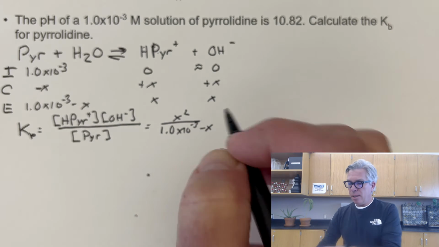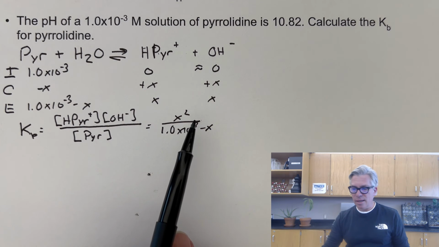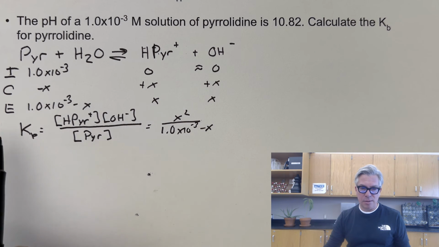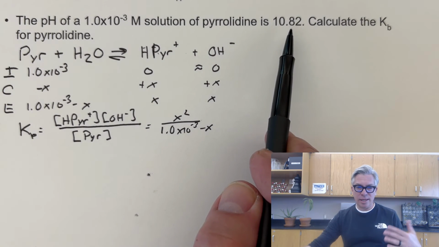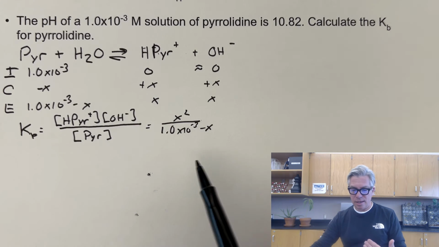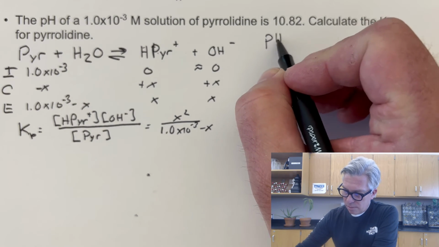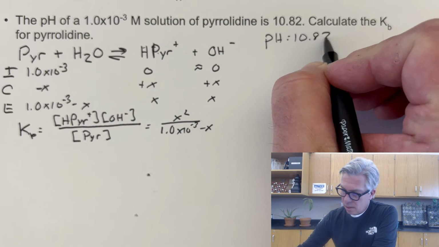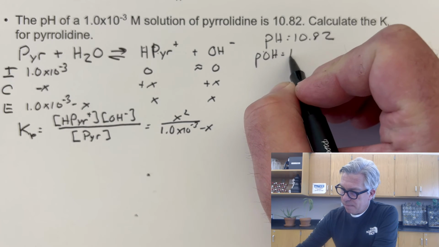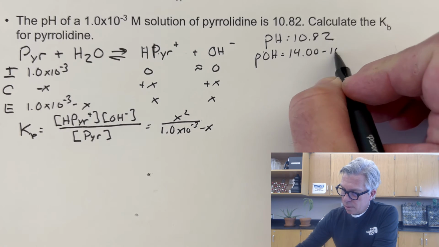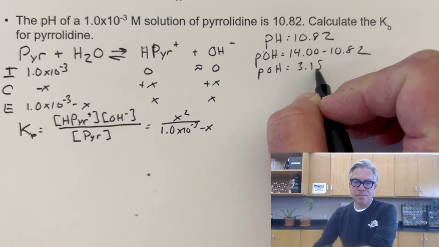Okay, but here's the problem. I'm trying to find Kb, so I need to know what x is. And I don't know what x is because I don't know what the Kb is. The clue here is that the pH is 10.82. So you kind of have to get to this point and go off to the side again and work with those pH values. So if the pH is 10.82, then the pOH is going to be 14 minus that. And so the pOH is going to be 3.18.